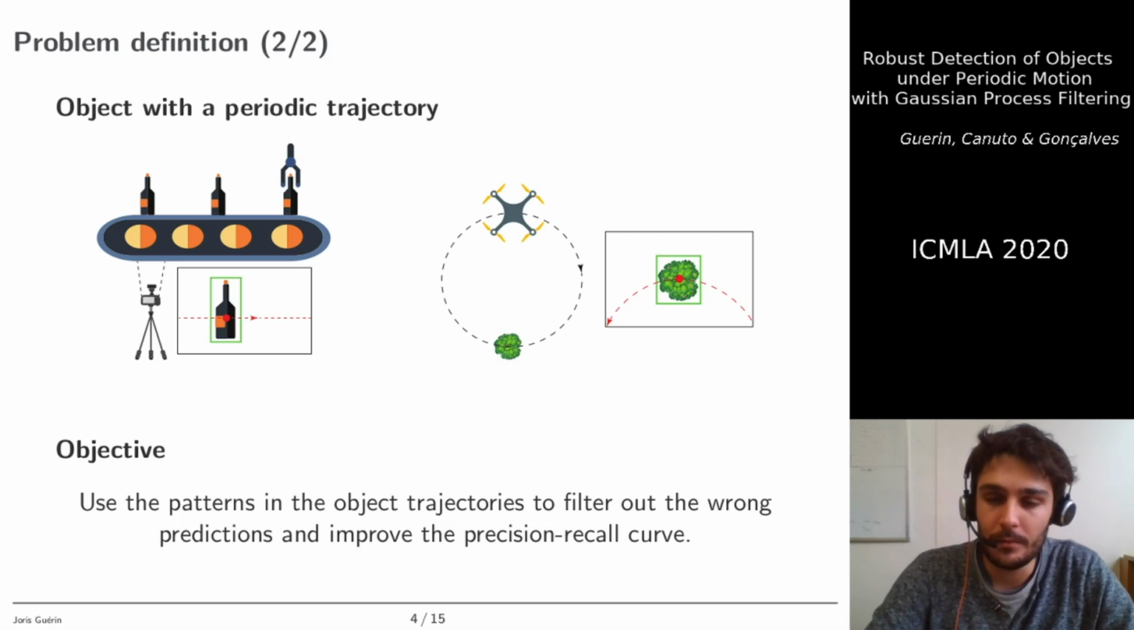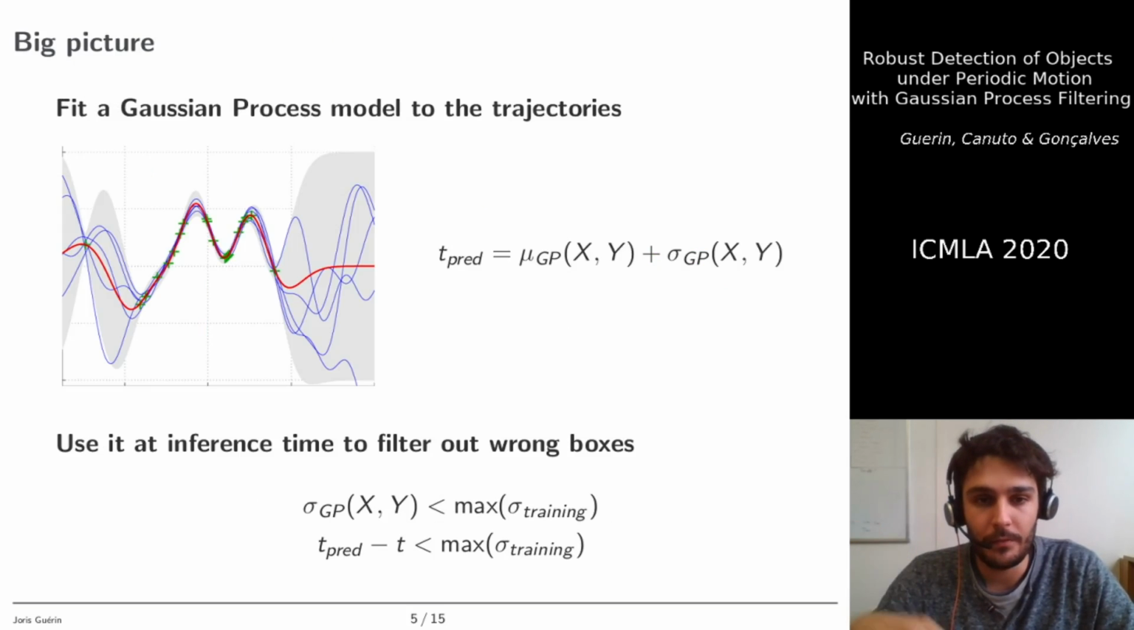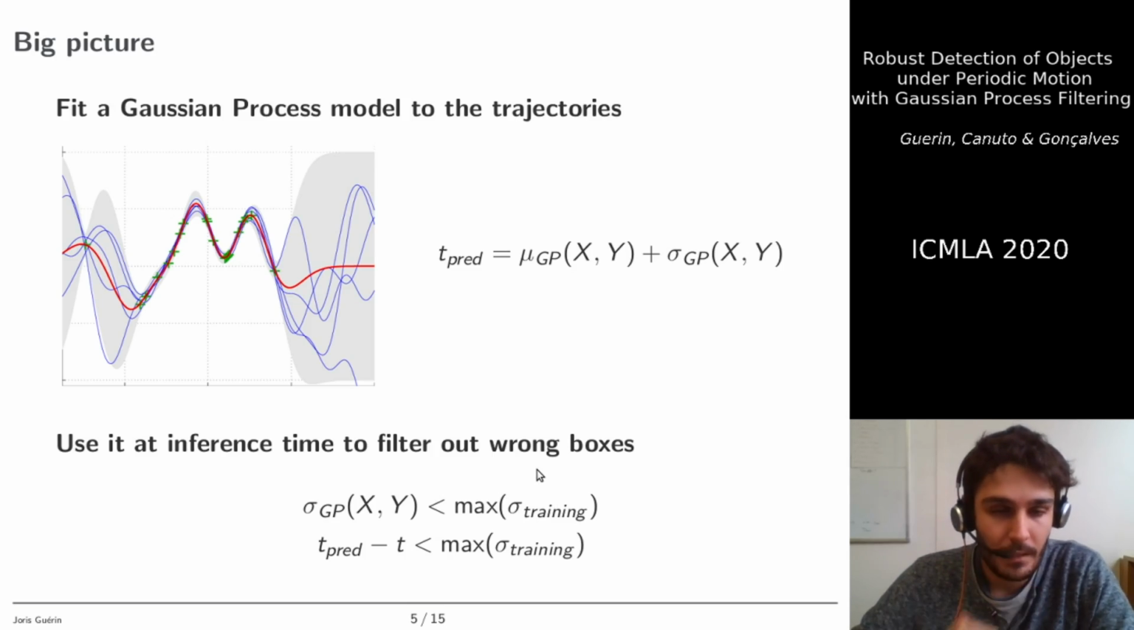So let's get into more details now, more into the method. So the big picture first. Let's understand how this method works, what we did. First of all, we fit a Gaussian process model to the trajectories to have a regression model that can predict the time at which a bounding box is supposed to appear, given the pixel coordinates, the x and y coordinates of the pixel. We chose a Gaussian process because it has the nice property of outputting not only the prediction but also the uncertainty in this prediction.